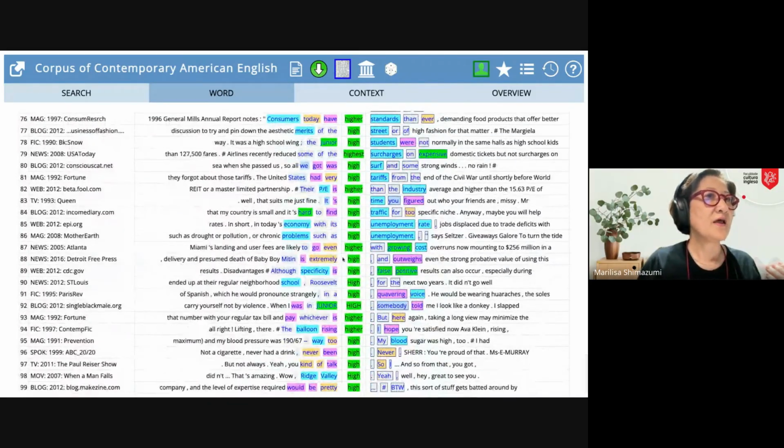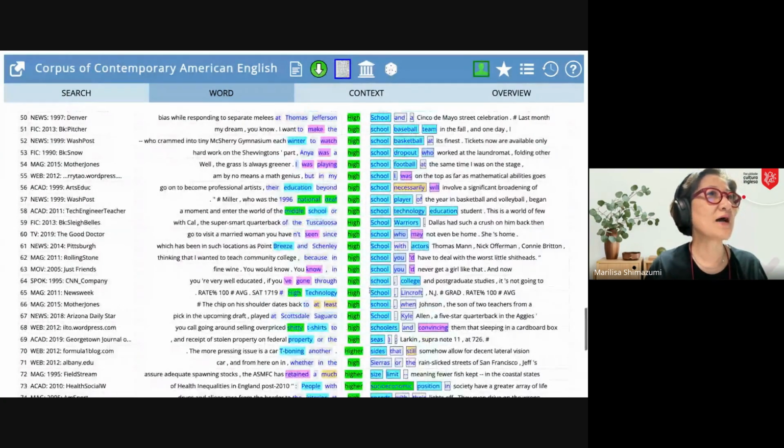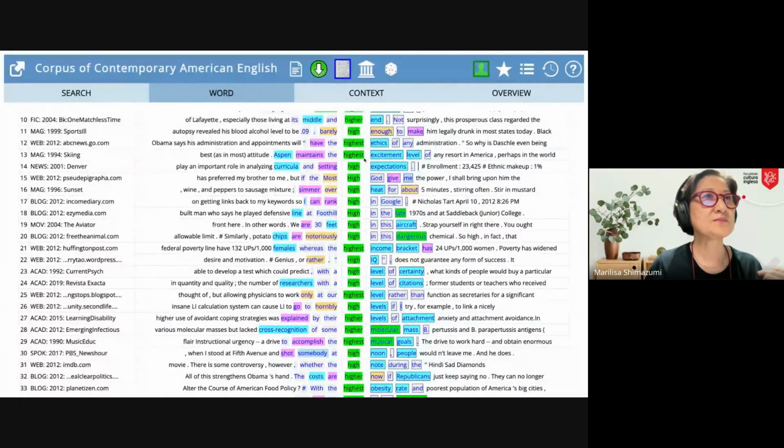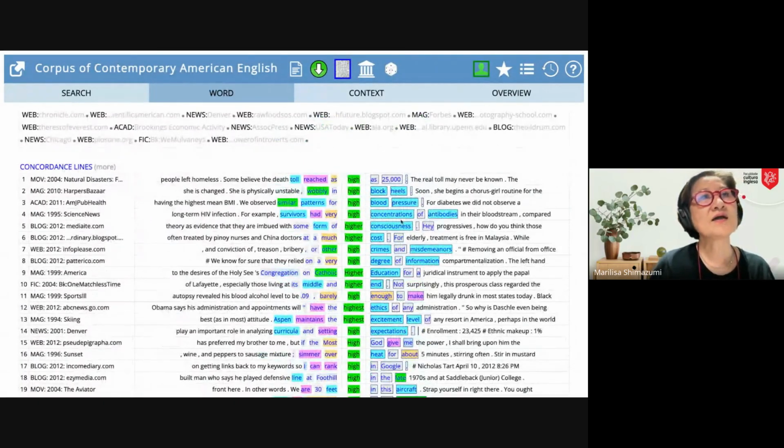And at the end of sentences, okay? Or before a comma, but high school is the prevalent choice. High level, high expectations, high excitement levels, high concentrations, high blood pressure.